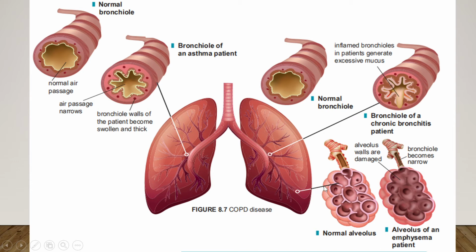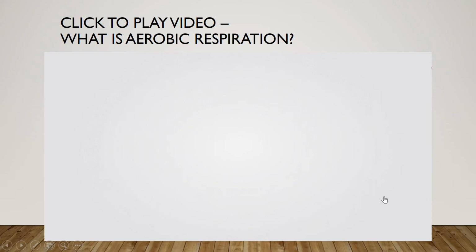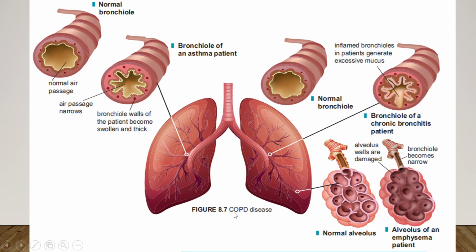Okay, so the third one, we'll be looking at emphysema. So this is the normal alveolus. But in emphysema, the alveolus walls have become damaged, and it is no longer elastic, and the total surface area also decreases, and it leads to less efficient gaseous exchange. Okay, so that's it for the introduction on COPD diseases.